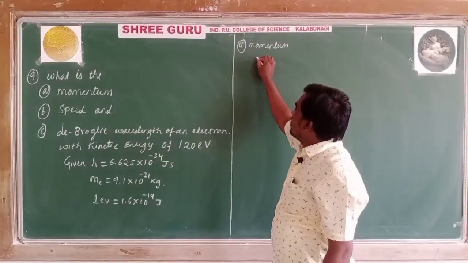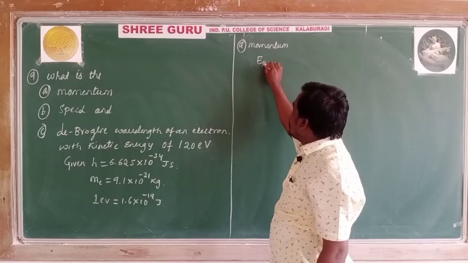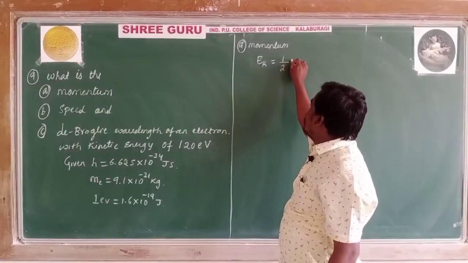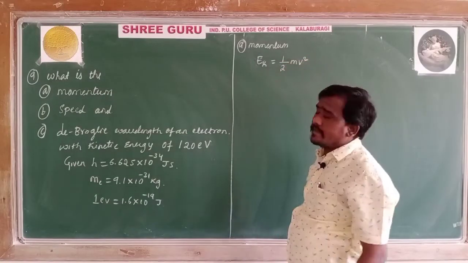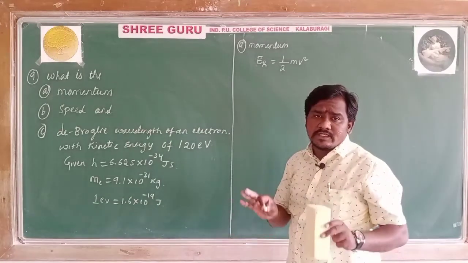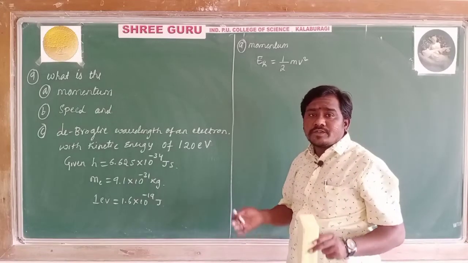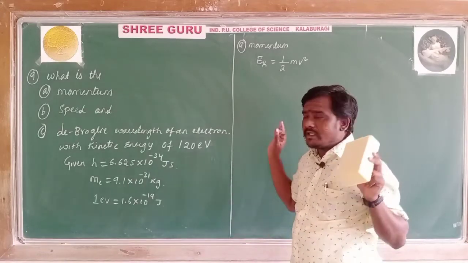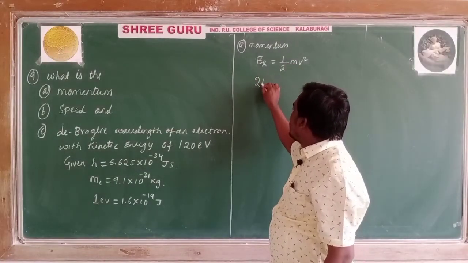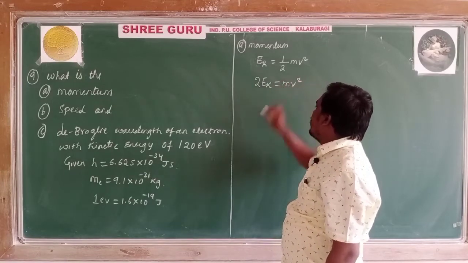Then how to solve the momentum? Another formula, that is kinetic energy, which you write as EK. What is the formula for kinetic energy? Half mv square. This is just a conversion, and it helps to solve the numericals. We should use this idea to solve numericals. Now take the half to this side. What happens? 2EK is equal to mv square.